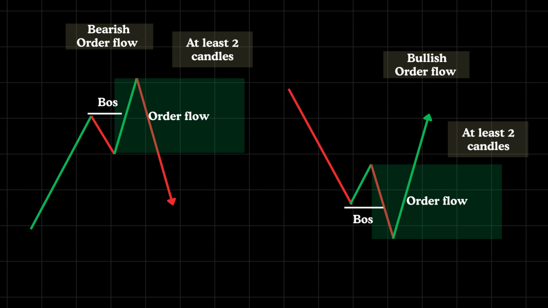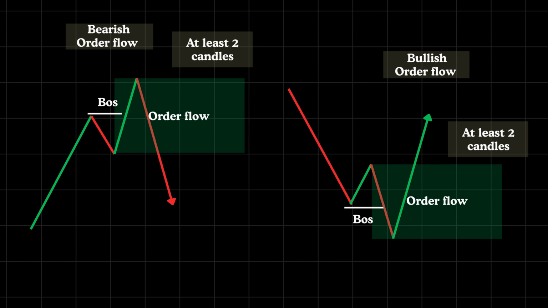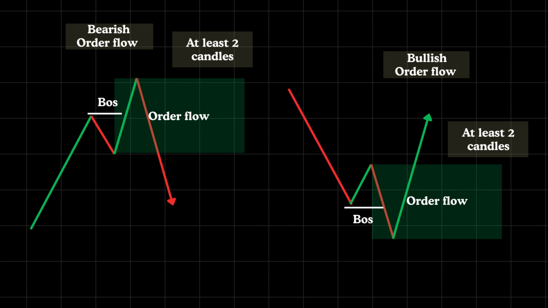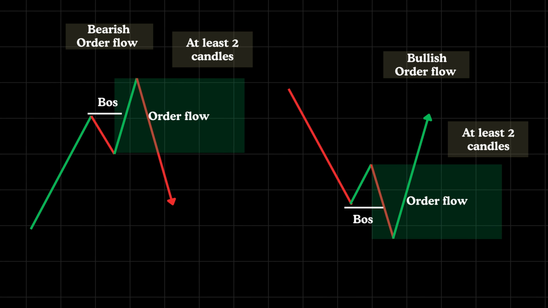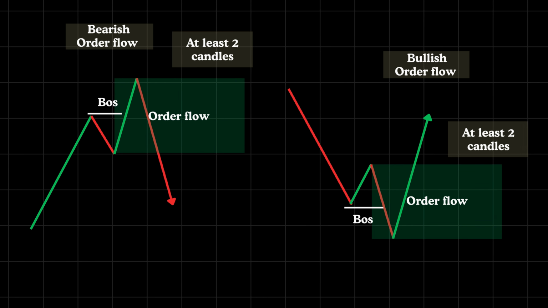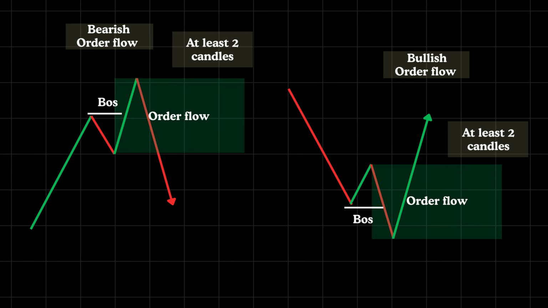By using order flow zones as points of interest, traders can spot potential entry and exit opportunities. For example, the bearish order flow zone we mentioned earlier can serve as an entry point for a short trade, as it reflects significant selling pressure in the market. Let's dive into the details of order flow.